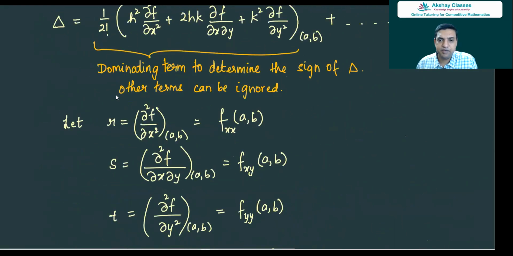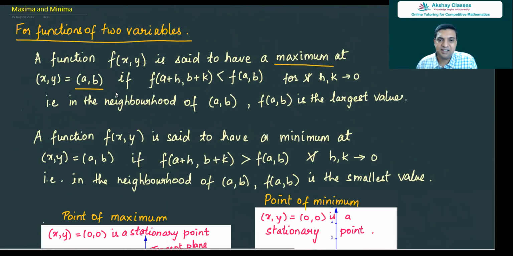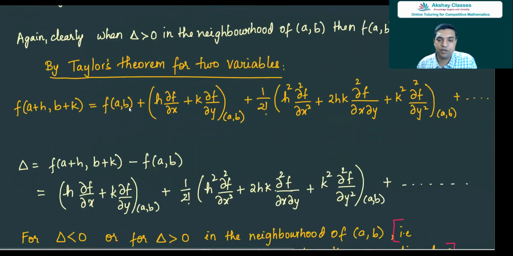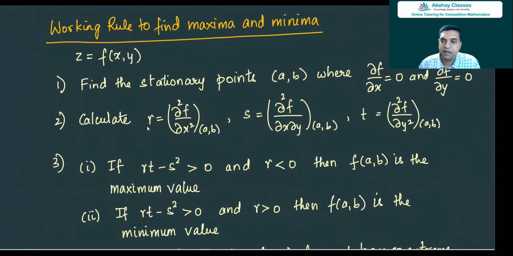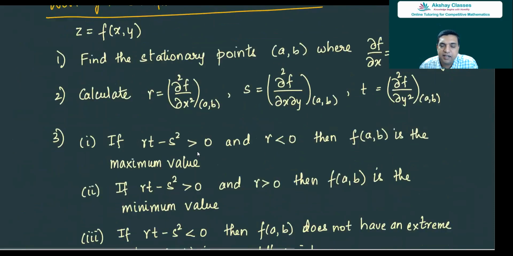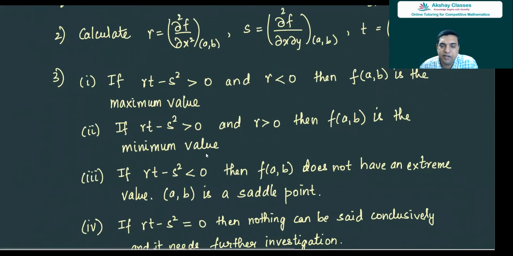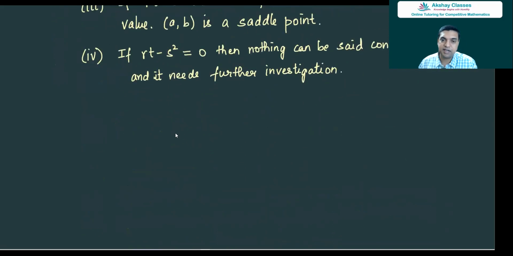So all the theory we have done, if you can just understand it and just remember the working rule, that is sufficient. This working rule we need to remember. First, find points where the first derivative is 0. Next, find the second derivatives r, s, and t, and then rt minus s square greater than 0 and the sign of r. If rt minus s square is less than 0, it's a saddle point. So let's do problems.